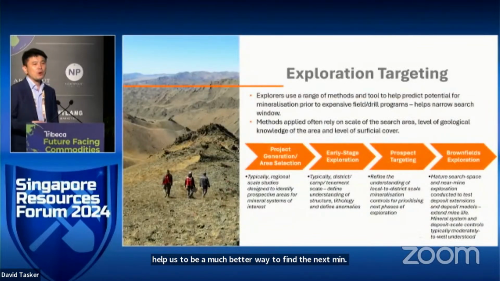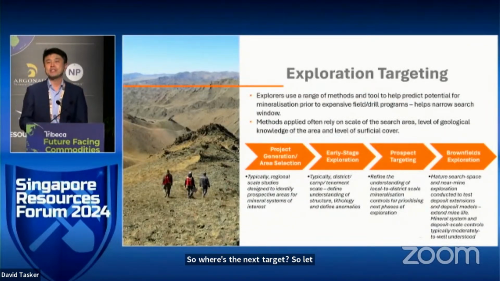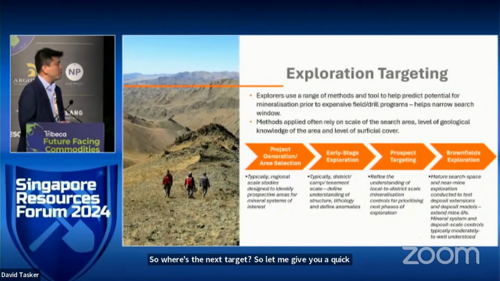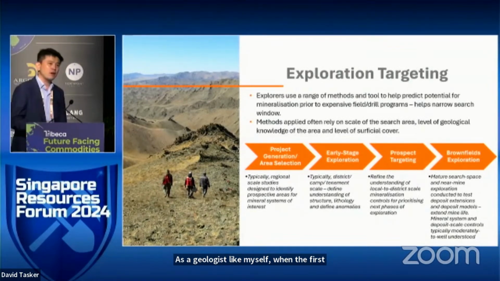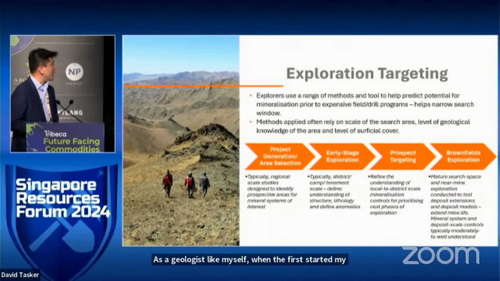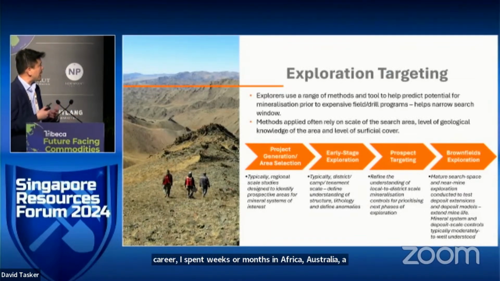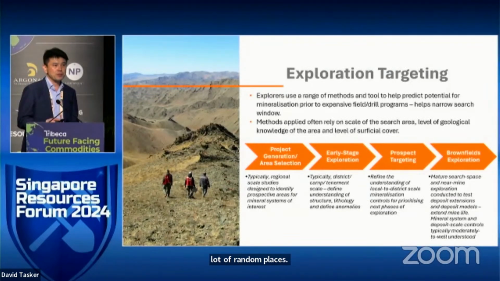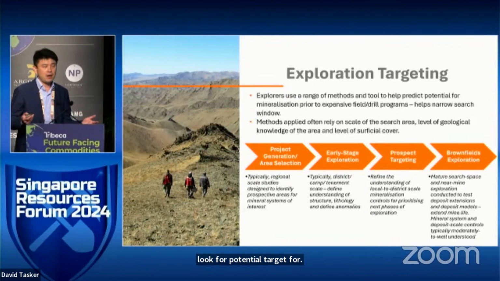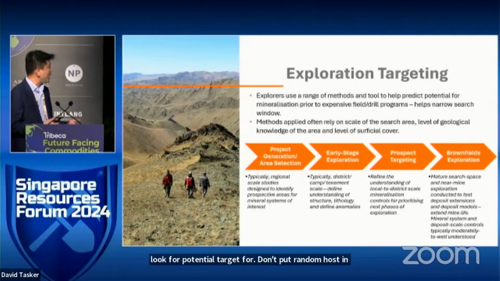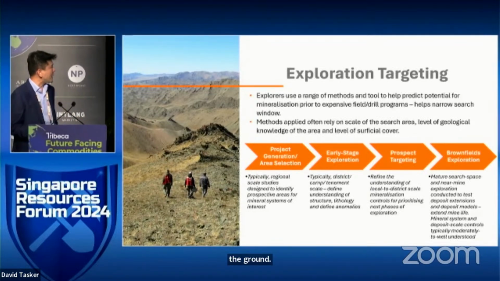So let me give you a quick overview of what exploration targeting is. As a geologist like myself, when I first started my career, I spent weeks or months mapping in Africa, Australia, a lot of random places. Geologists try to gather a wide range of information to help us look for potential targets for mineralization. We just don't put random holes in the ground. We have to think in a logical way about where the most likely targets are.